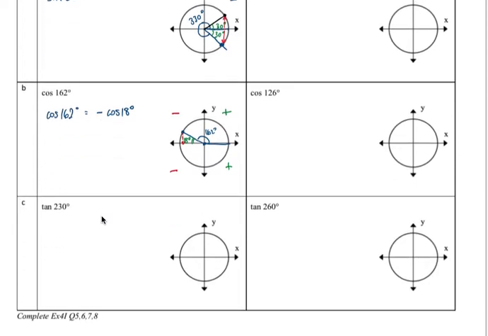The very last example is tan 230. So tan 230 works like this. We start at the positive x-axis as always. Then we need to rotate 230.